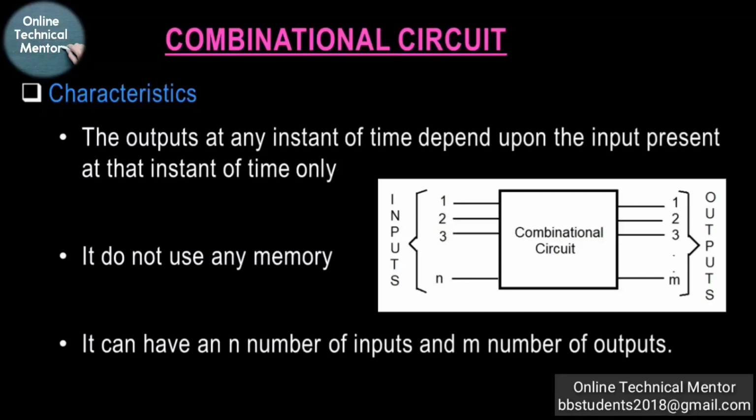It can have n number of inputs and m number of outputs. Look at the diagram. I have labeled the inputs as 1, 2, 3, dot, dot, dot, n, and in the output, on the right hand side, 1, 2, 3, dot, dot, dot, m. So a combinational circuit may have n number of inputs and m number of outputs.